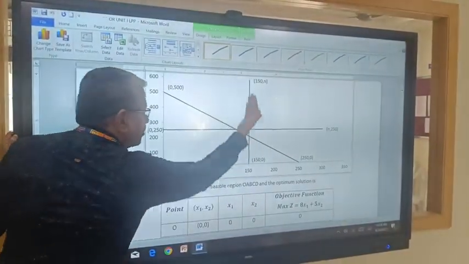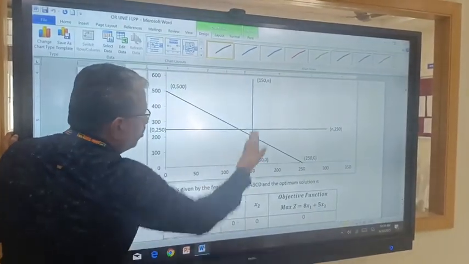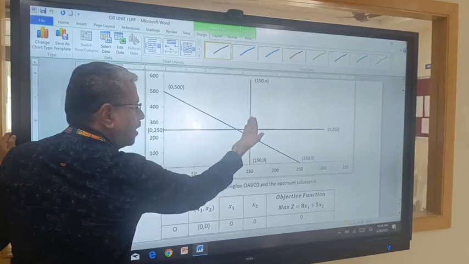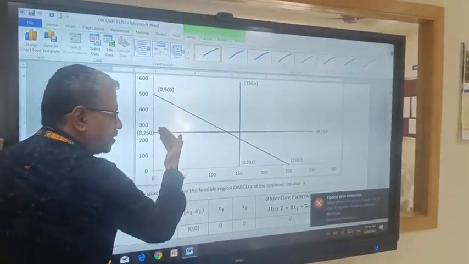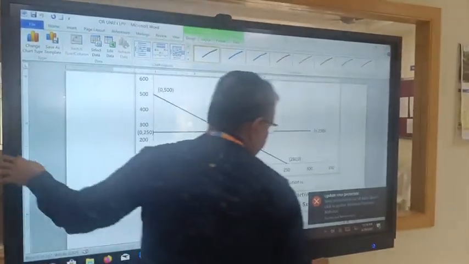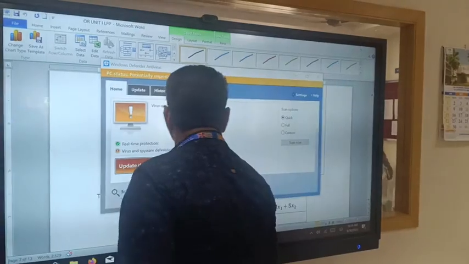Similarly for this line also, if it is a vertical line, then less than means the left hand side of the vertical line, greater than means the right hand side of the vertical line.